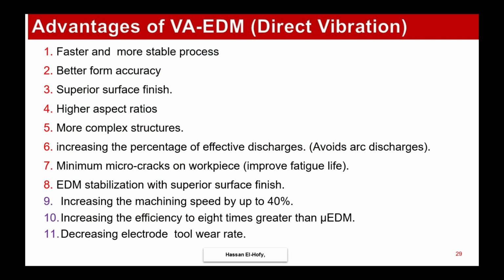The main advantages of using the direct vibration of tool and workpiece: we can get faster and more stable machining, better form accuracy, superior surface finish, high aspect ratio, more complex structure, increasing the percentage of effective discharges while avoiding the existence of arcs, and minimum micro cracks of the workpiece, which improves the fatigue life of parts. EDM stabilization with superior surface finish, increasing the machining speed by 40%, increasing the efficiency to 8 times greater than micro EDM, and decreasing electrode tool wear rate.